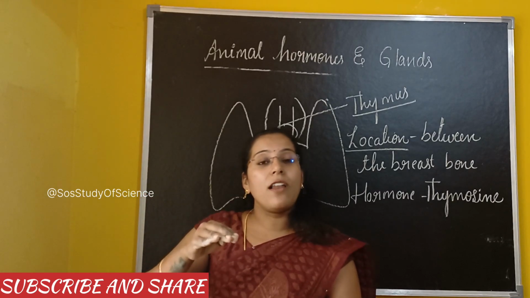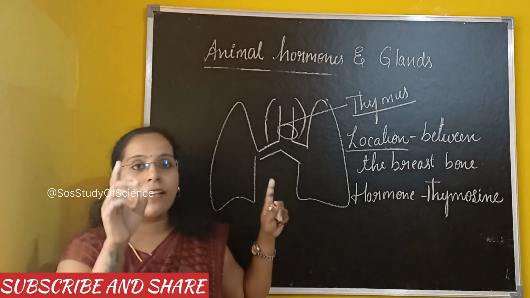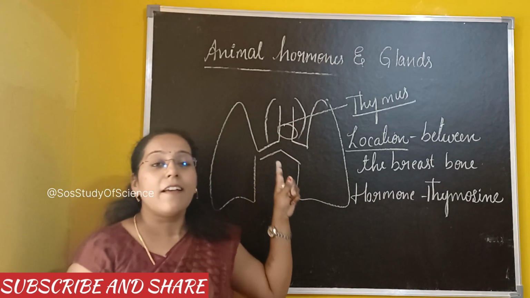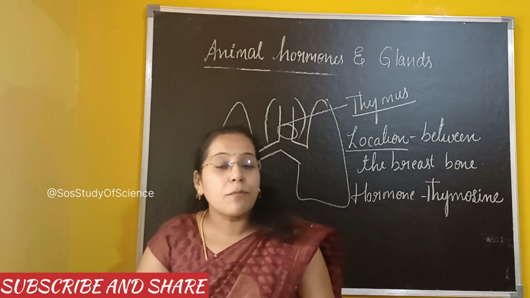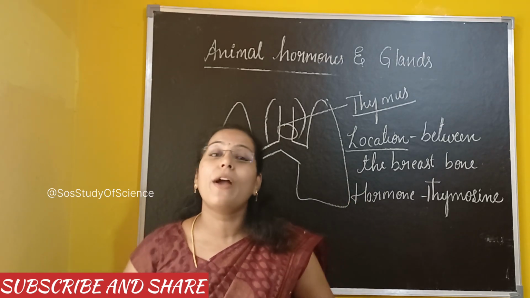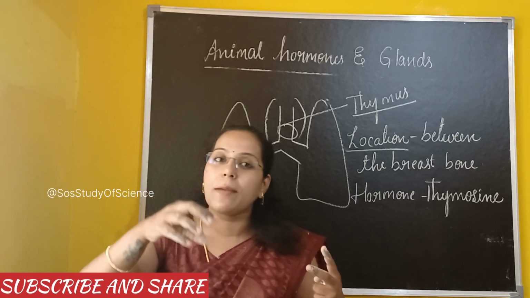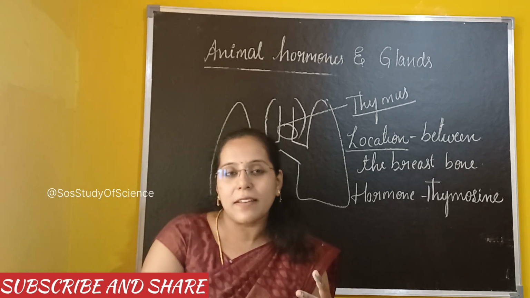When we are small, the immunity is basically low. That is the reason that when we are very small, the size of the thymus gland is very large. Why? Because it has to provide more and more immunity. As we grow up, what happens? The size of the thymus gland automatically decreases.